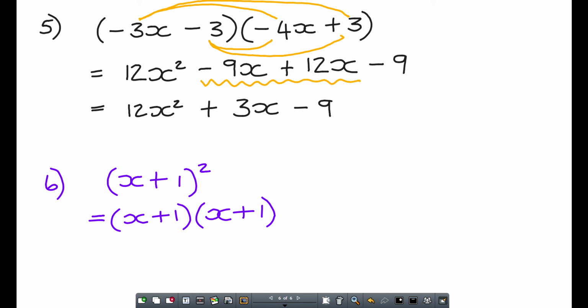So basically you're just rewriting the thing. No. And then you FOIL that. Okay, go. Nice and easy one.